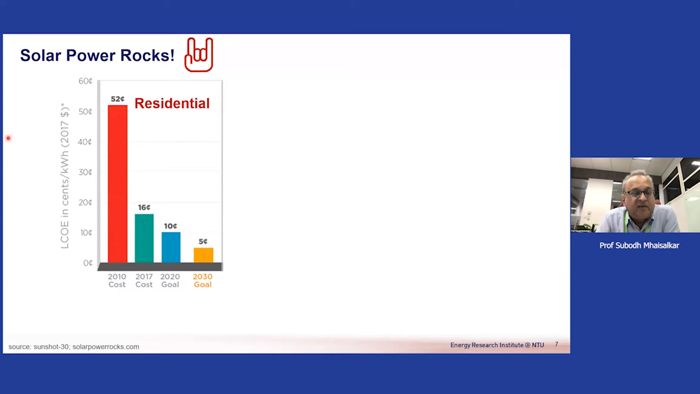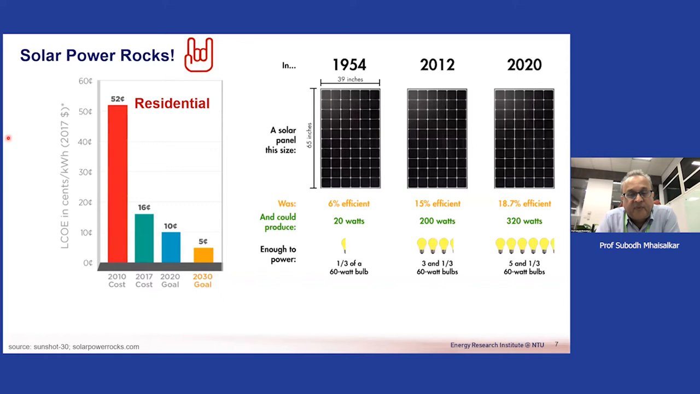So if you look at the 2010 cost in terms of how much solar cost us, at that point, it was 52 cents per kilowatt hour. Over the past one decade, this has now decreased to under 10 cents per kilowatt hour by 2020. Going forward by 2030, the goal is 5 cents per kilowatt hour, and this is residential. I want to highlight that if you take utility solar, which is very large scale solar farms, the cost of solar can be even lower than 5 cents. So it's really already understood that solar is the lowest cost electricity which is available today, cheaper than even coal.